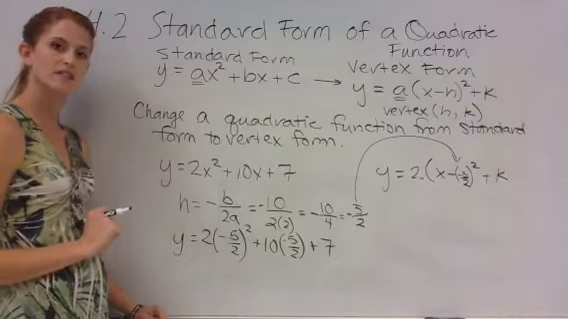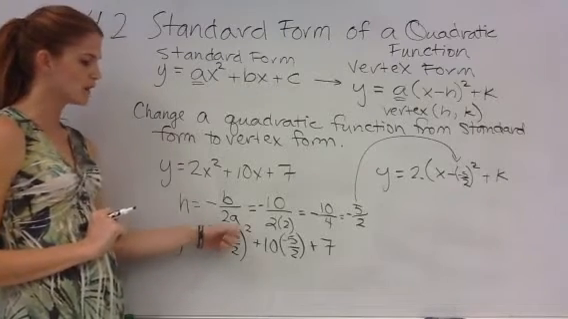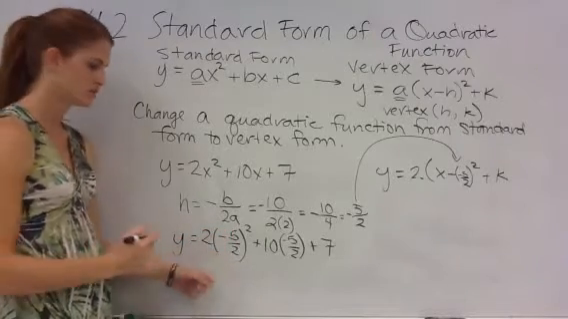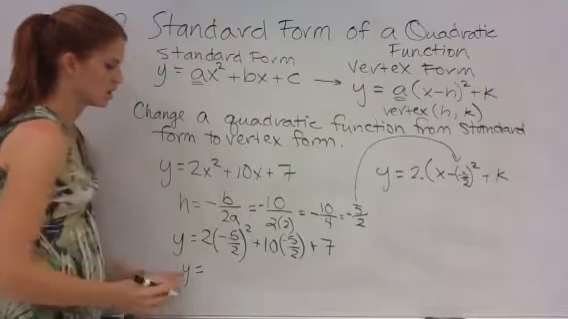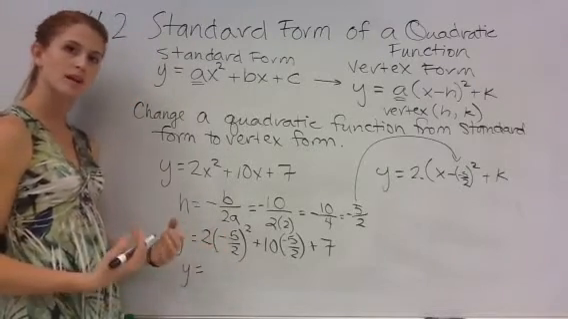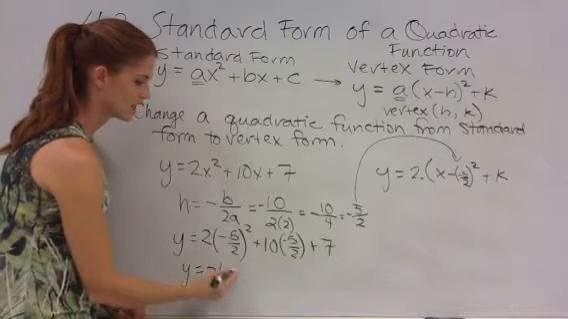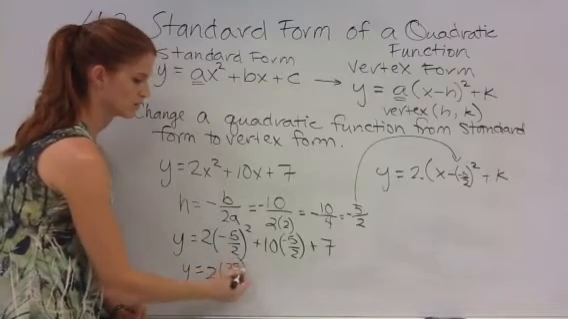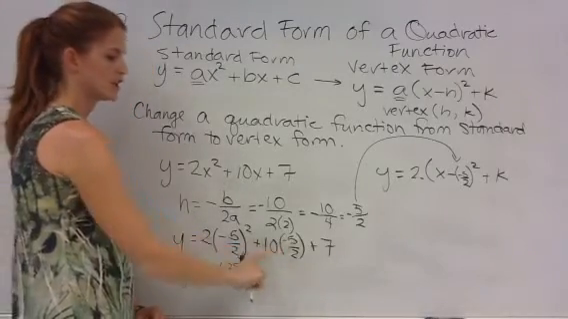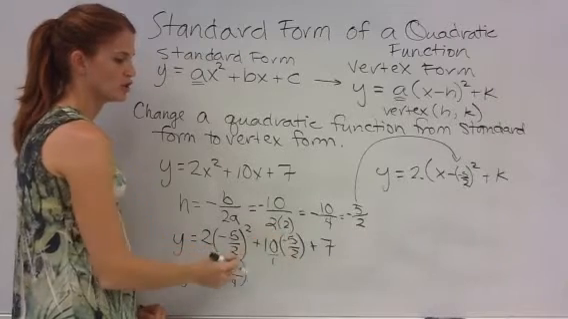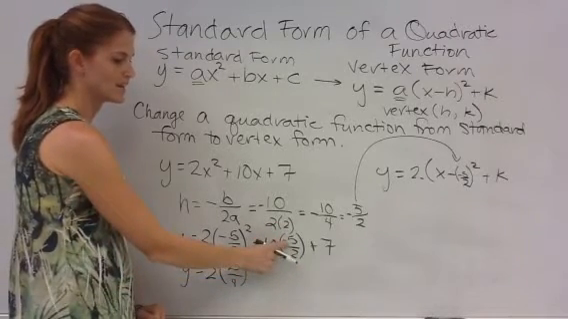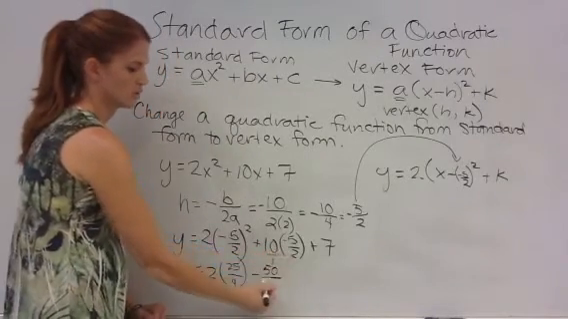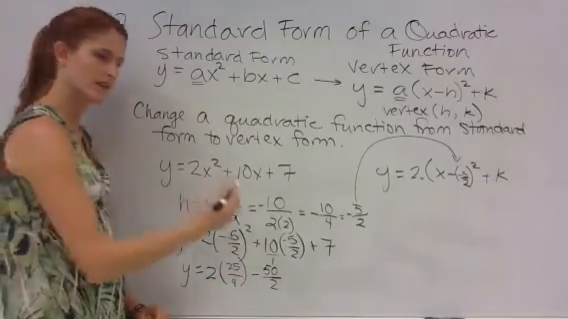Now I need to simplify this and evaluate. When I take 5 over 2 and square it, I square my numerator and I square the denominator. Also, when I square a negative number, it becomes positive. So this is going to give me, when I square 5, I get 25. When I square 2, I get 4. Then here, when we multiply, we just multiply our numerators. 10 times negative 5 gives me a negative 50. Then 1 times 2 gives me 2. Then I add my 7.